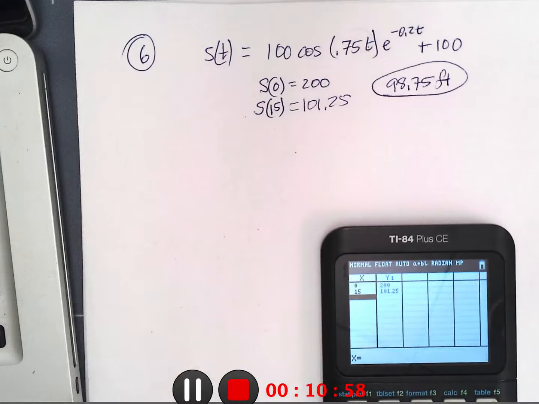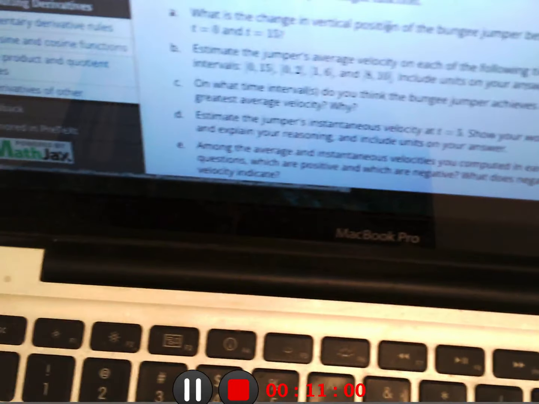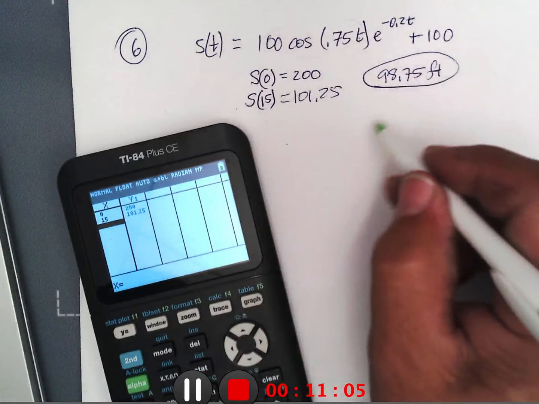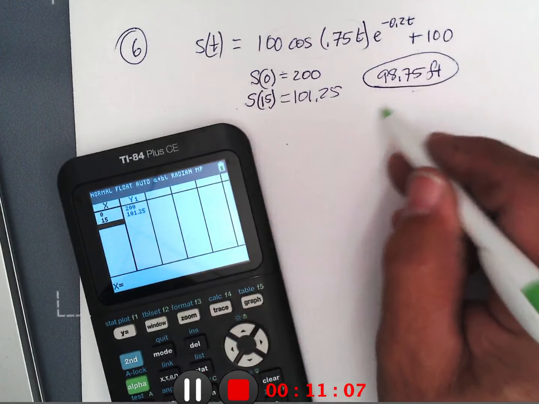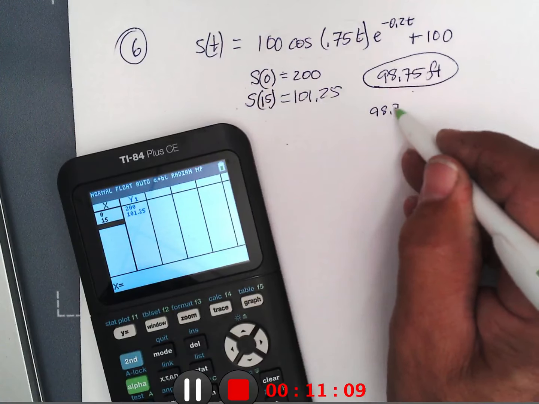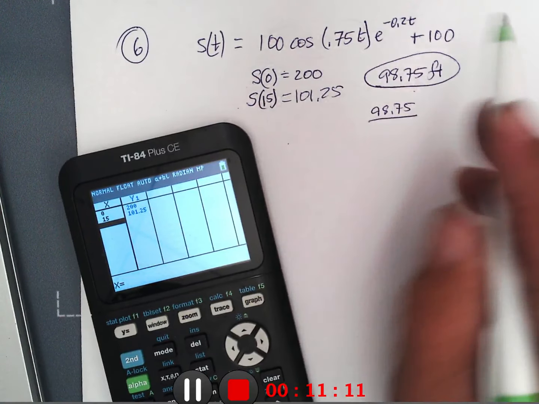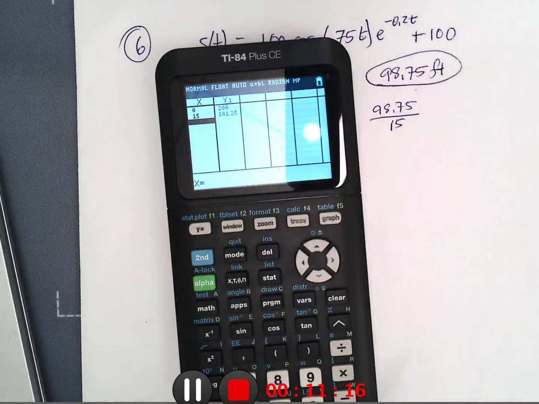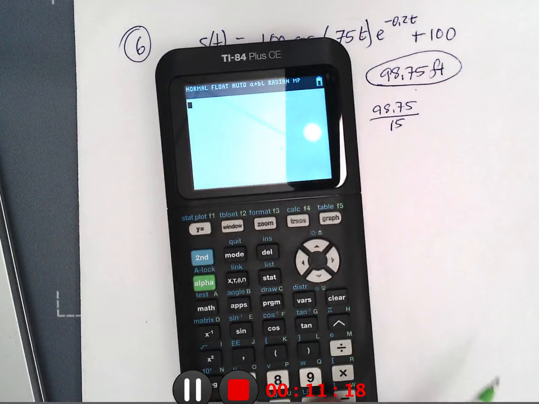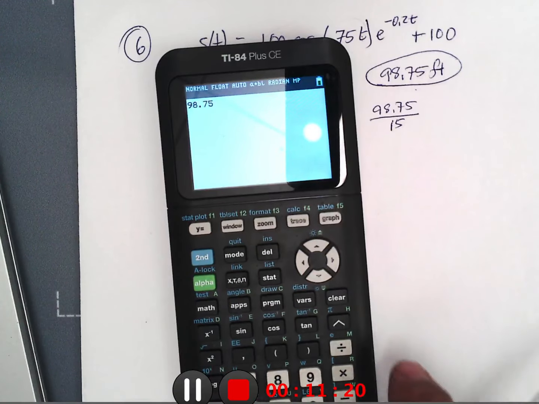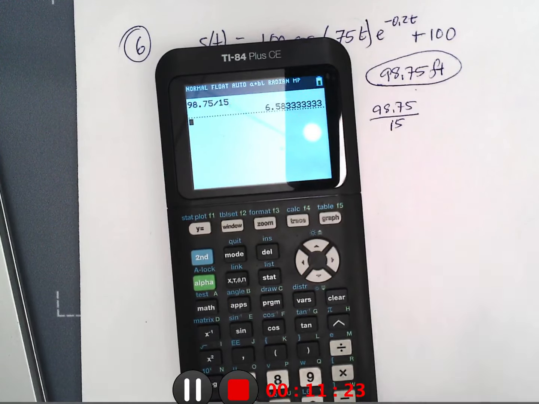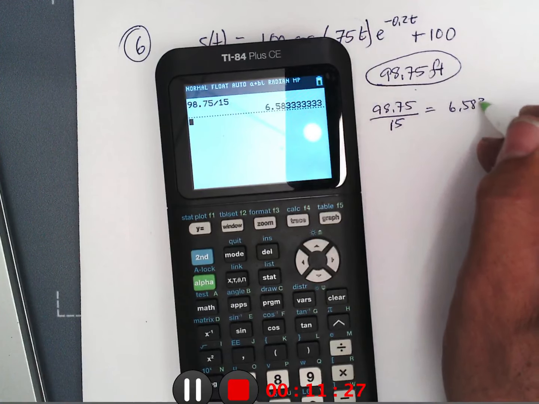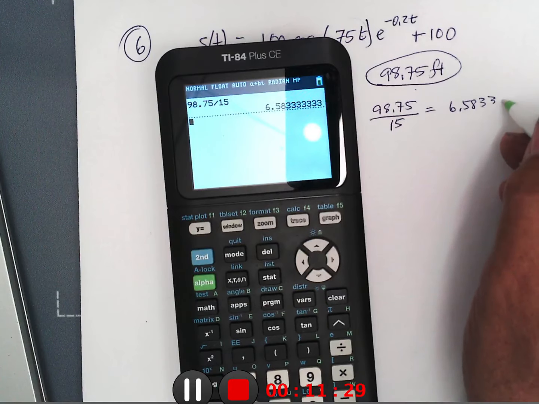Estimate the average velocity between 0 and 15 to start with. So that would be the change in distance, 98.75, over the change in time, 0 to 15, which is 15. So I'd divide those: 98.75 divided by 15, and I get 6.5833 feet per second.